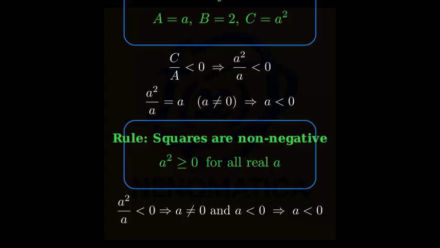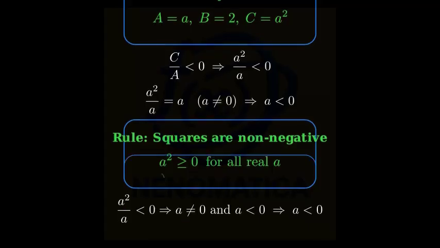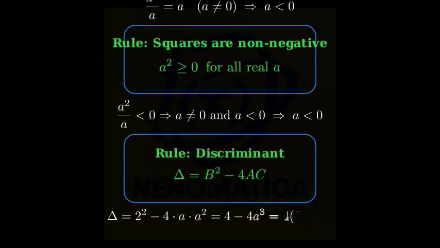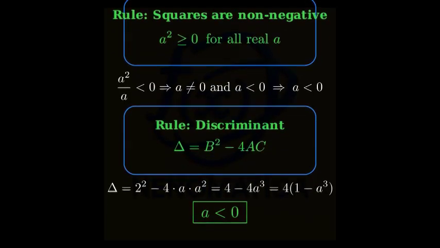Step 4. Consistency check with the discriminant. The discriminant for ax squared plus 2x plus a squared equals 0 is delta equals b squared minus 4ac, which is 4 minus 4a cubed. For a less than 0, a cubed is negative, so 1 minus a cubed is greater than 1, making the discriminant positive automatically. Therefore, opposite signs with real roots is fully satisfied when a is less than 0.